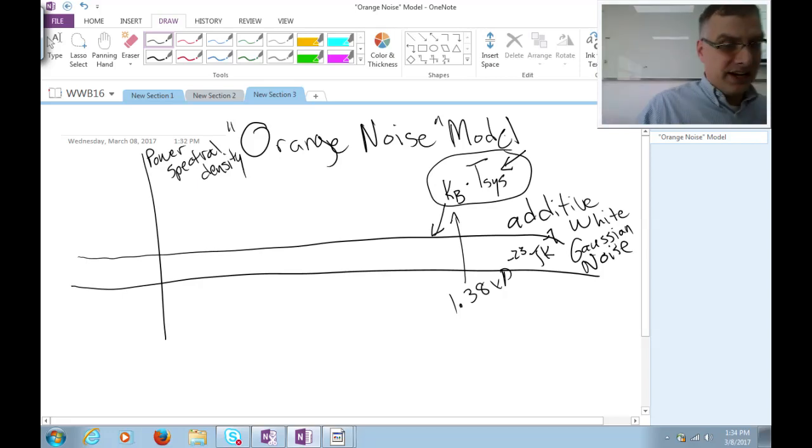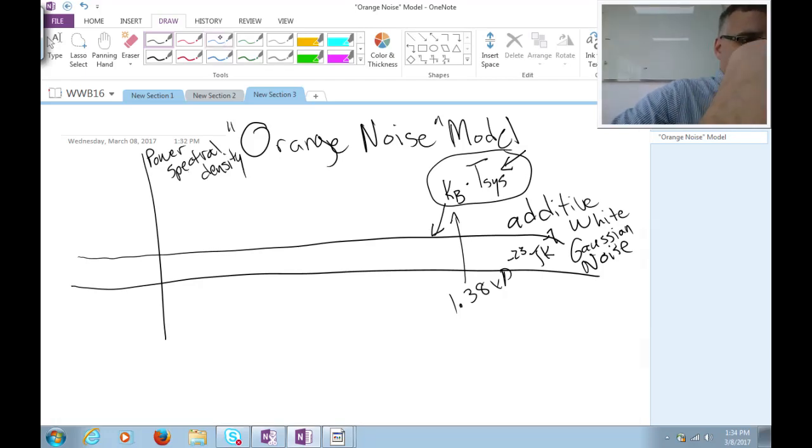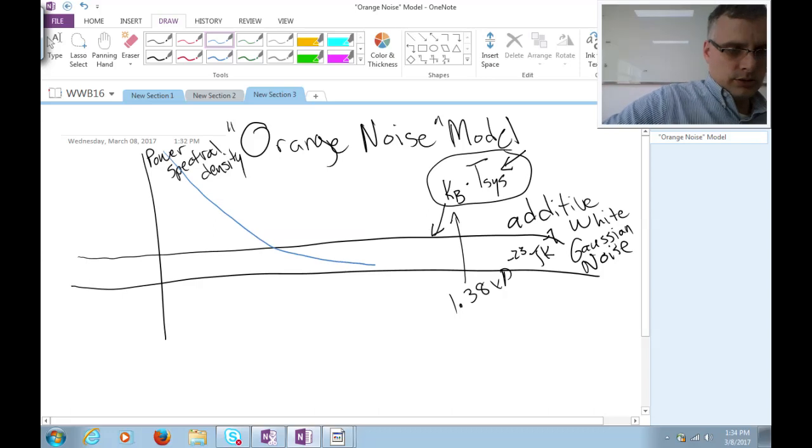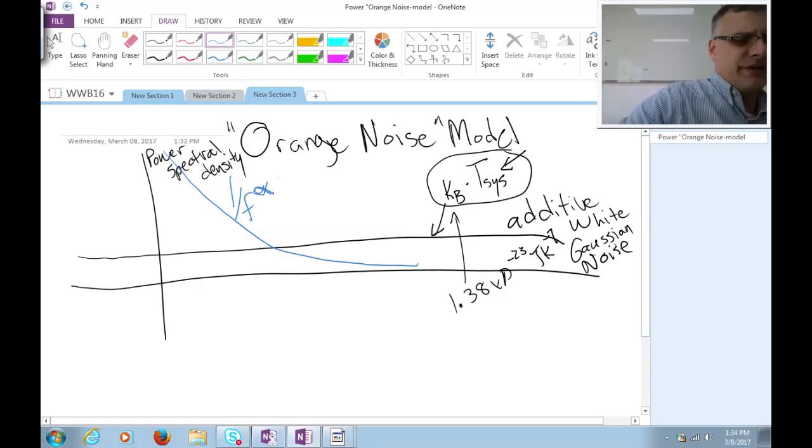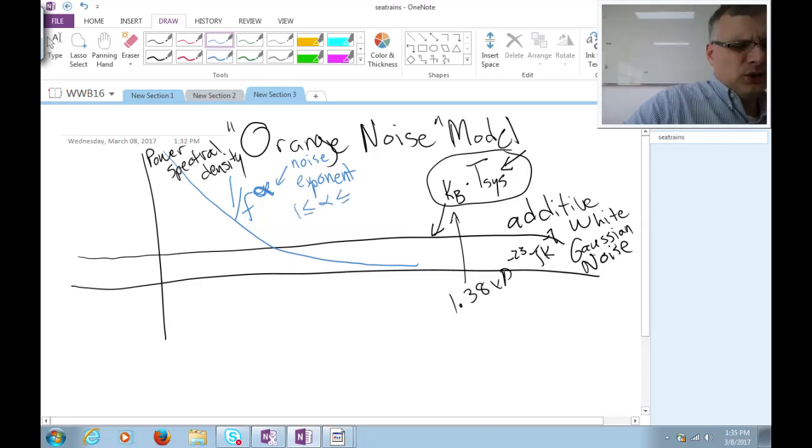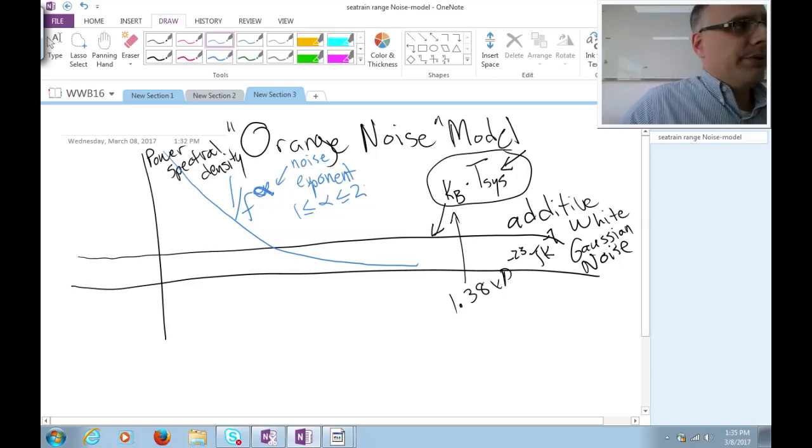This is present in every wireless communication system ever built. The thing that we have to contend with now is that there is now an additional one over F to the alpha term in this receiver. And the alpha is a noise exponent that can be anywhere from, say, 1 to 2. Could possibly be more, but we've seen measured noise exponents for different receiver chains in different configurations. And sometimes we get 1, sometimes we get 1.5, sometimes we get close to 2. It depends on what we have.